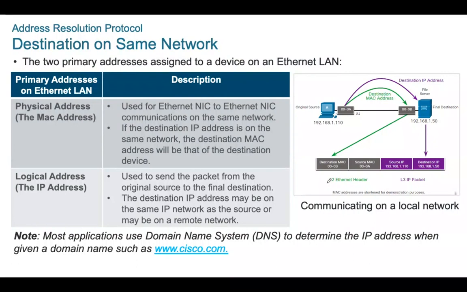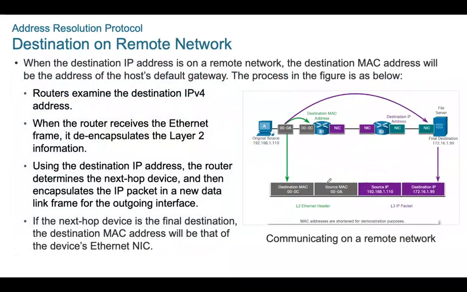But if the destination is on a remote network, then when the destination IP address is on the remote network, the destination MAC address will be that of the host's default gateway. Because in this case, R1 is the default gateway. So the destination MAC address of your host A is R1 only, not the server's MAC address. In this figure, you can see the Ethernet MAC address and the IPv4 addresses for your PC A. It is sending an IP packet to a file server here.